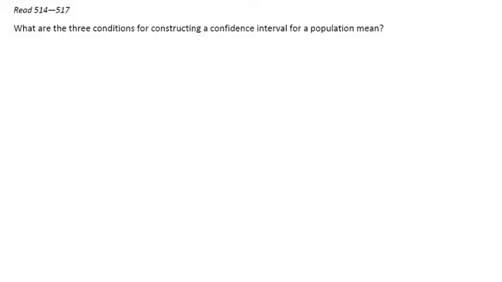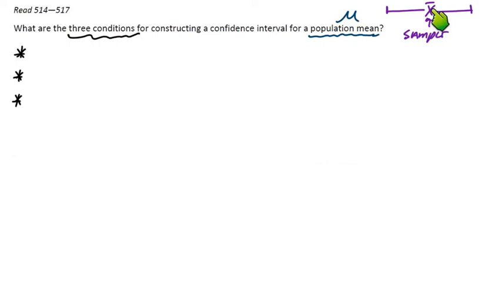Okay, then the last piece for these notes is, what are the three conditions for constructing a confidence interval for a population mean? And remember, that's mu, right? So the population mean is mu, and we build this interval based on our sample mean. So that's our point estimate, and then we build the confidence interval off that. We're trying to capture mu. Okay, so that's just a reminder.